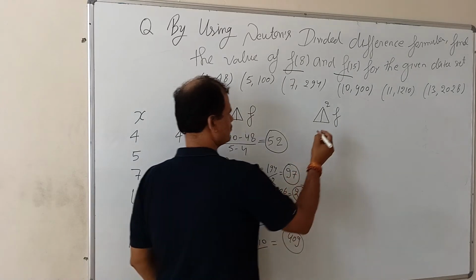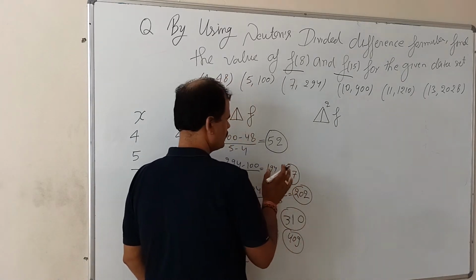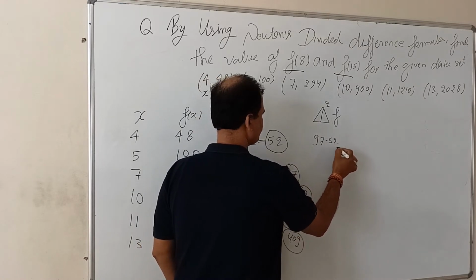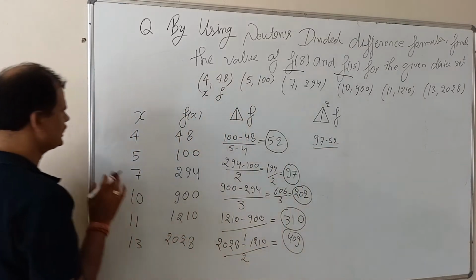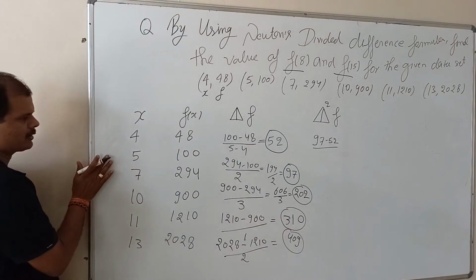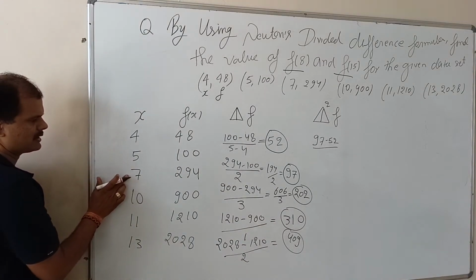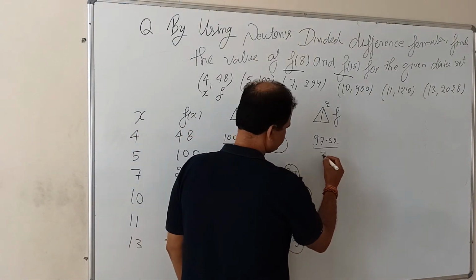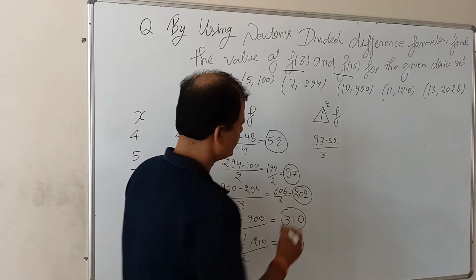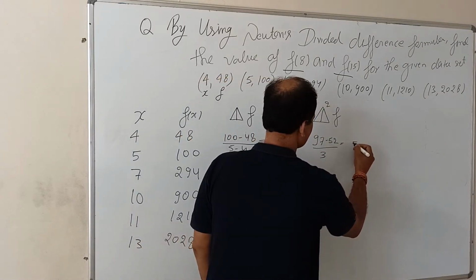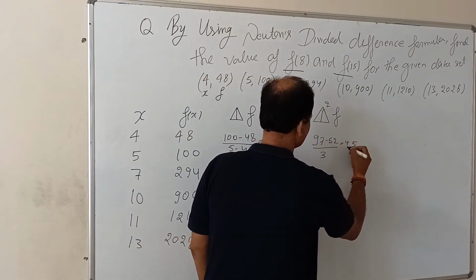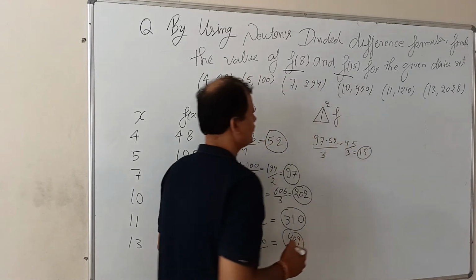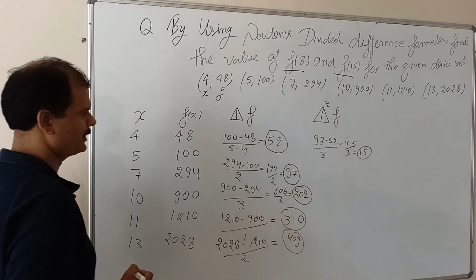So delta square, if you find out, what do we get? 97 minus 52 divided by, if you see, delta square means we will have the 3 arguments x1, x2, x3. So 7 minus 4, 3 will come, right? So 3. So we get 45 by 3 equal to 15. So delta square of x1 equal to 15.